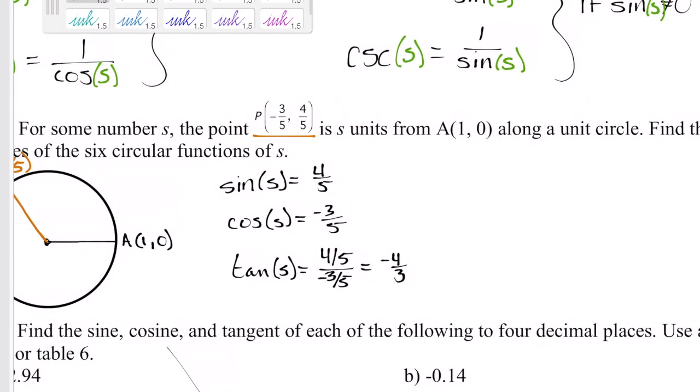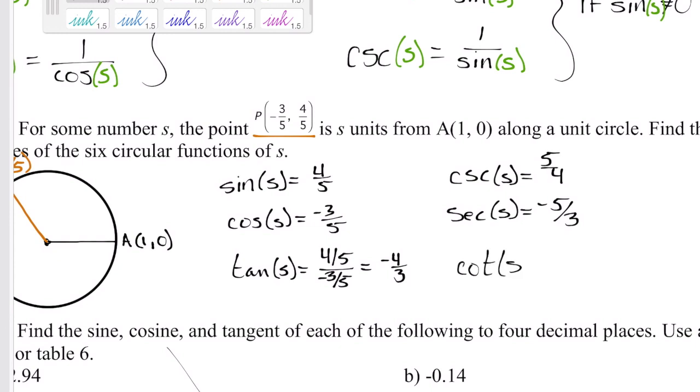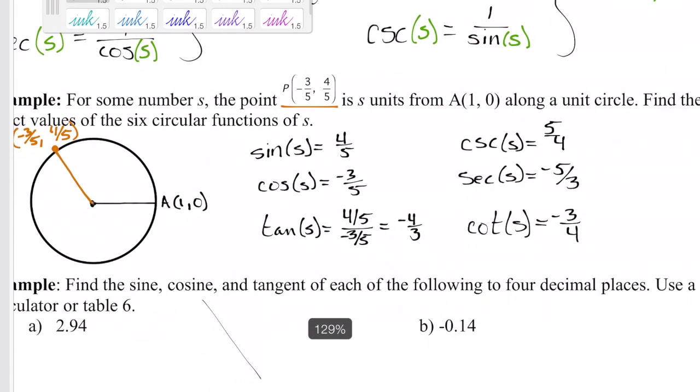It wants all six, so I'm also doing the cosecant of s. I'm just going to flip, so 5/4 is the reciprocal. Same with the secant: I'm just doing the reciprocal of my cosine, so it's negative 5/3. And then the very last bit, my cotangent of s, I'm doing the reciprocal of tangent, so I just flip my tangent, so negative 3/4. And then we're done. Ta-da!